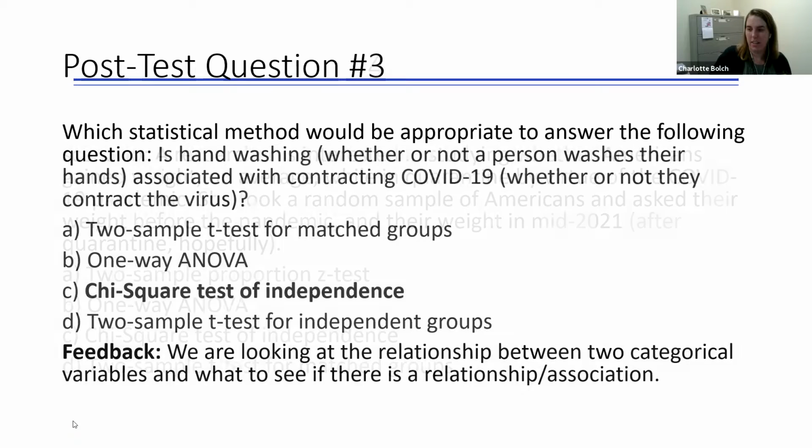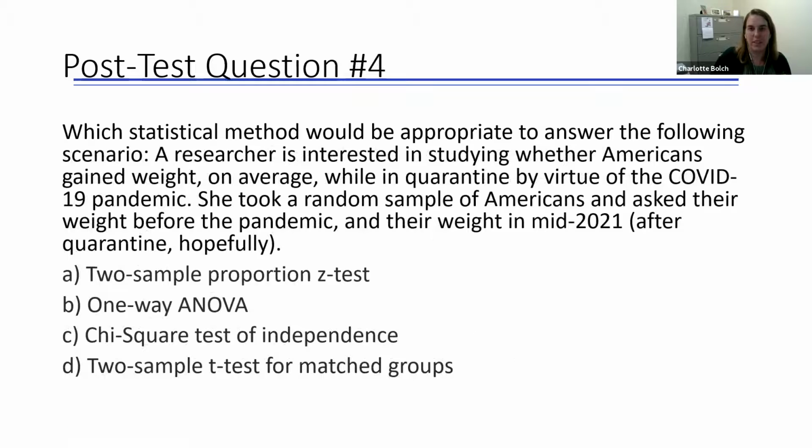Okay, so the last one is what statistical method would be appropriate if a researcher is interested in studying whether Americans gained weight on average while in quarantine by virtue of the pandemic. This researcher took a random sample of Americans and asked their weight before the pandemic and their weight in mid-2020 quarantine. So what type of statistical test would be appropriate for this? Two sample proportion z-test, a one-way ANOVA, chi-square test, or two sample t-test for matched groups.